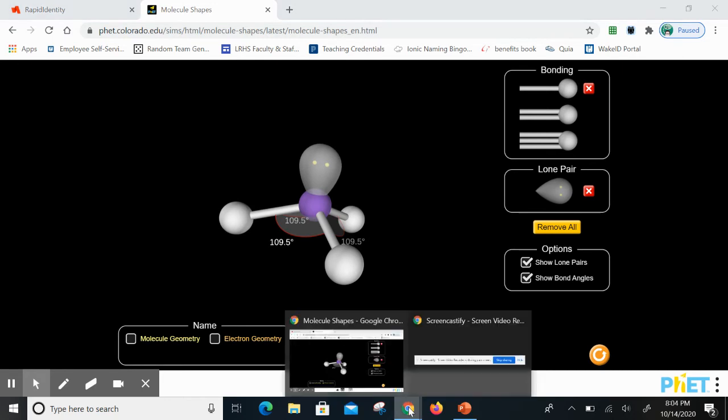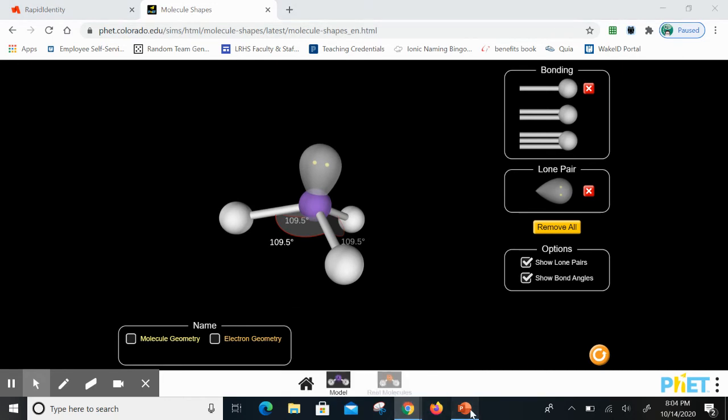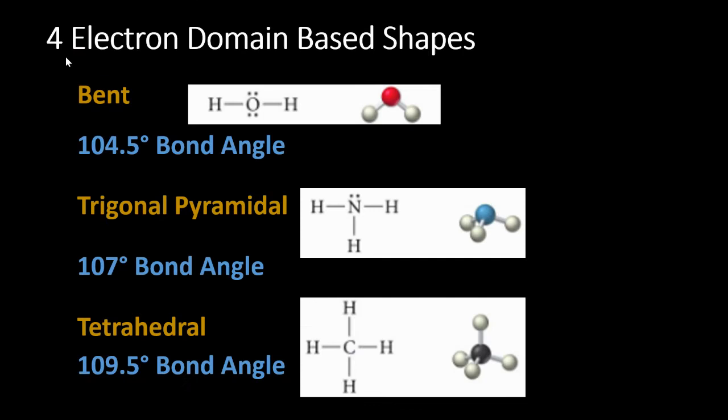All right. So what you need to know is these shapes and their angles. So bent, like I said, is a little less than trigonal pyramid, which only has one lone pair, and that's a little less than tetrahedral, which has no lone pair, only bonding electrons. But they all basically have the same amount of electrons trying to find space.